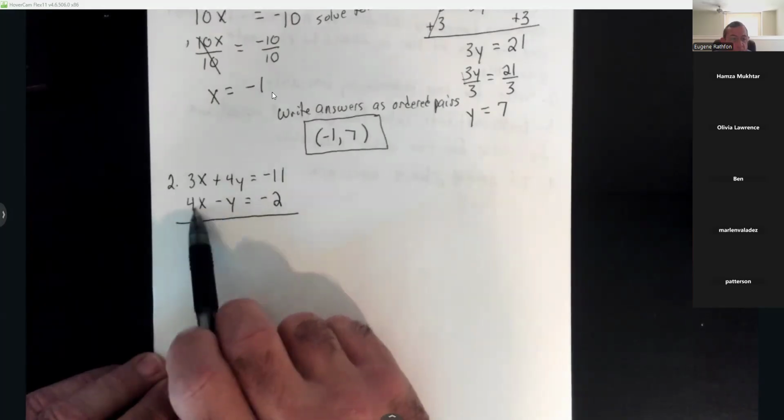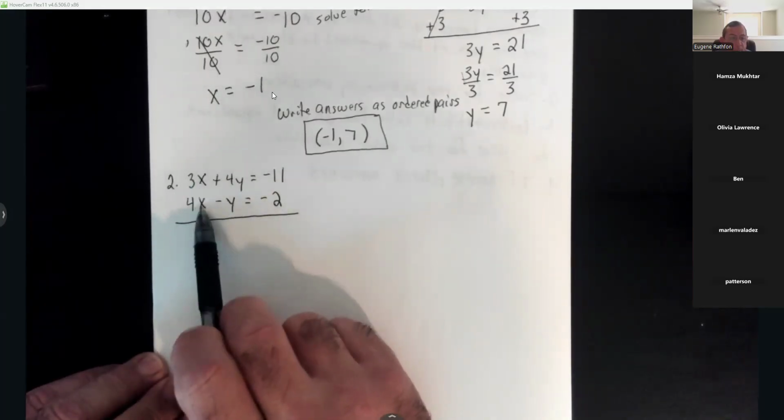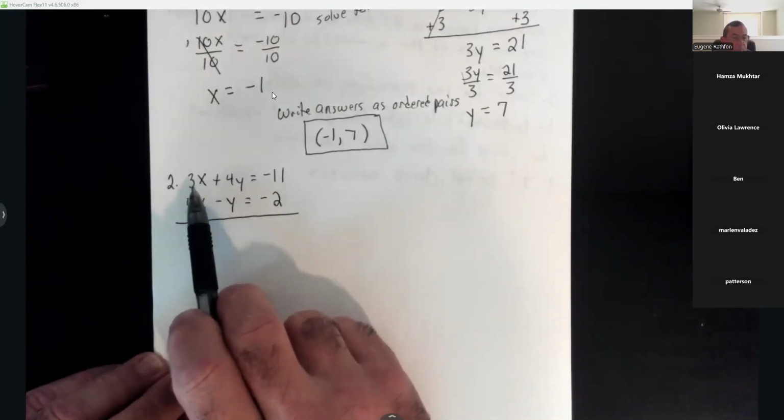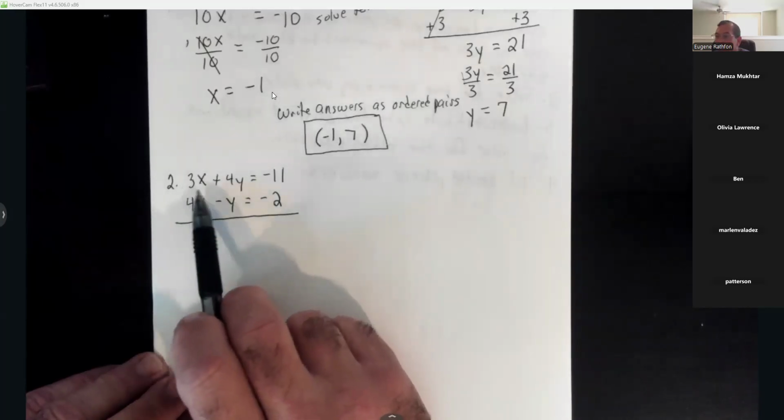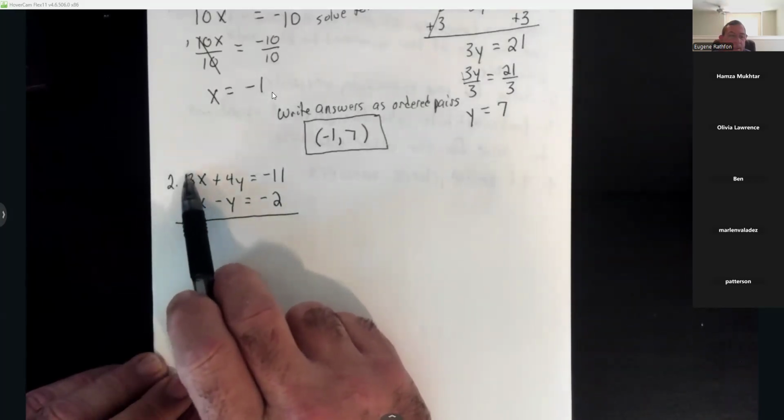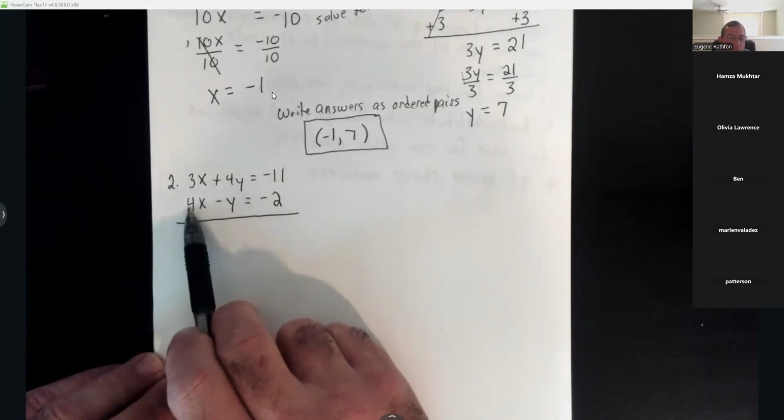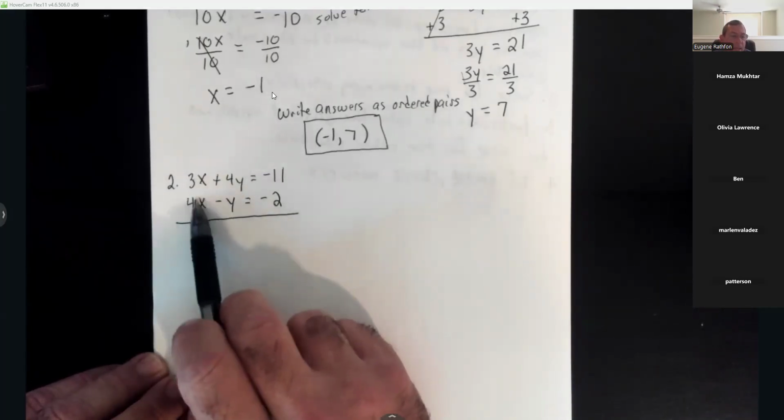So if I was to change it to get the x's to cancel, it looks like the smallest number 3 and 4 would go into would be a 12. So I would need to make this a 12x and this a negative 12x in order to cancel the x's.